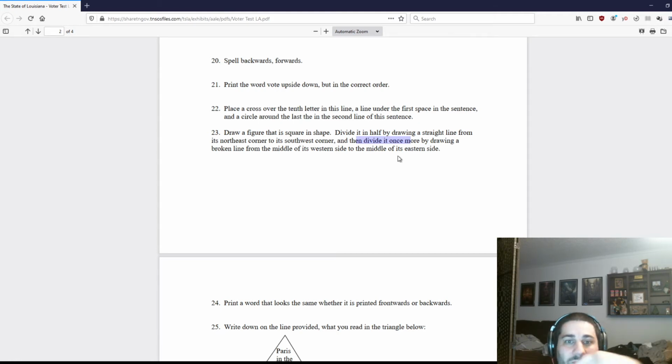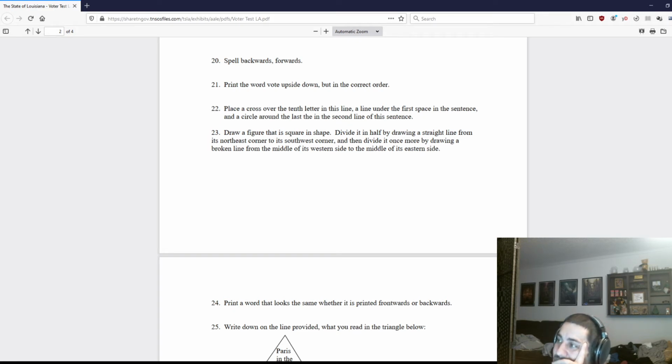No, read it. It's explicitly not that. From the middle of its western side to the middle of its eastern side. So they wanted you to draw something like this. Oh, so it's a diagonal line and then it cuts across? Mm-hmm. But I'm not sure what they mean by broken line. I assume it's not supposed to touch the... Yeah, okay, I realize that now. Upon second reading, that's what they meant.